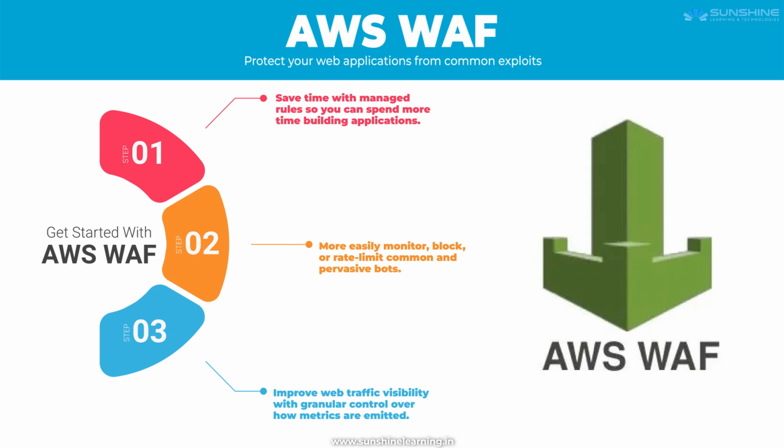Then the next service that we should know is the AWS Web Application Firewall. This is the symbol representation of a web application firewall. WAF is an additional service that you can use in your solutions, and it protects your web application from common exploits. It's just like a firewall. What does a firewall do? It prevents any malicious traffic towards your AWS resources.